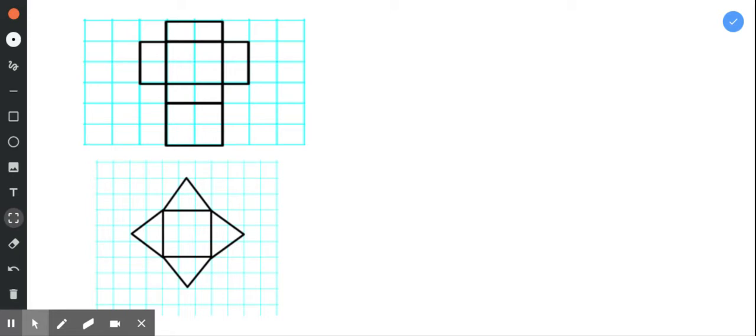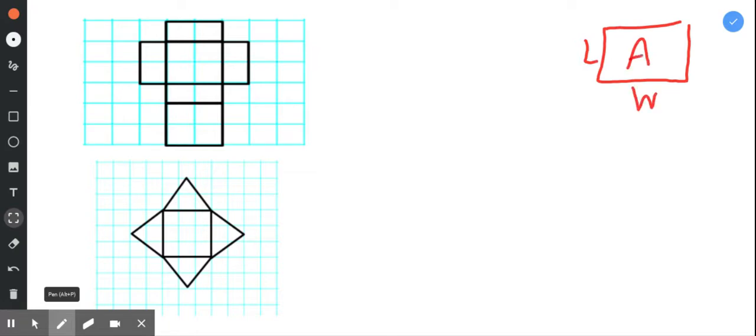In lesson 10, we're talking about surface area. Now the nice thing is it combines a couple of the last lessons that we've done. So we know how to find the area of something. If I have, for example, a rectangle, and I want to find the area, we know that we multiply length times width to find the area.